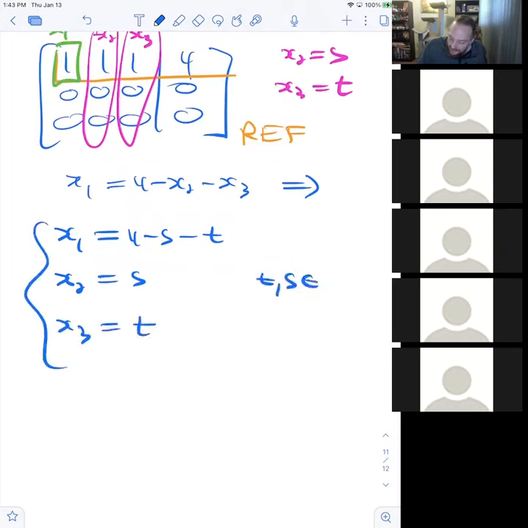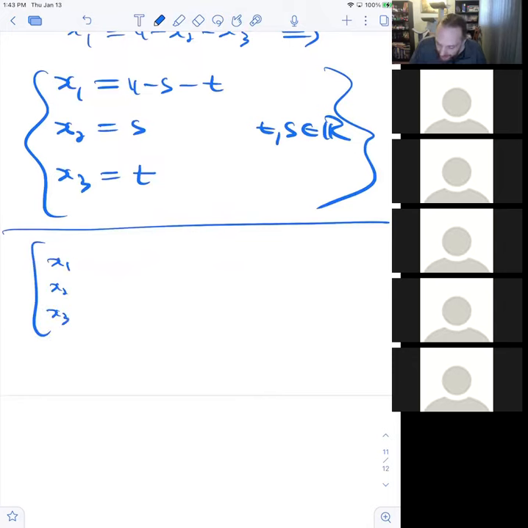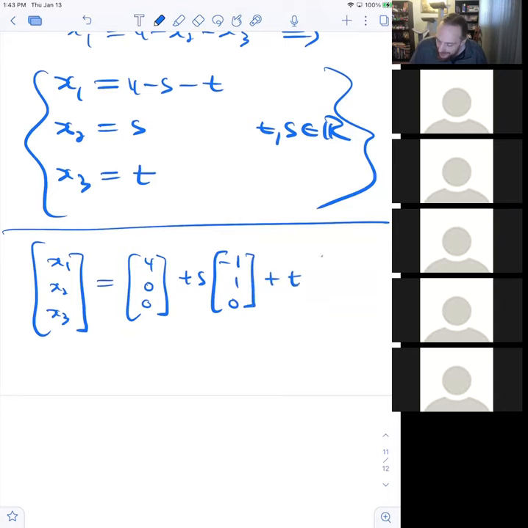S and t are now both real numbers. This is our solution set. And then finally, as vectors, this will be x1, x2, x3. And then what do I have? I have the point 4, 0, 0. And then I have plus s times the vector -1, 1, 0. And then plus t times the vector -1, 0, 1.